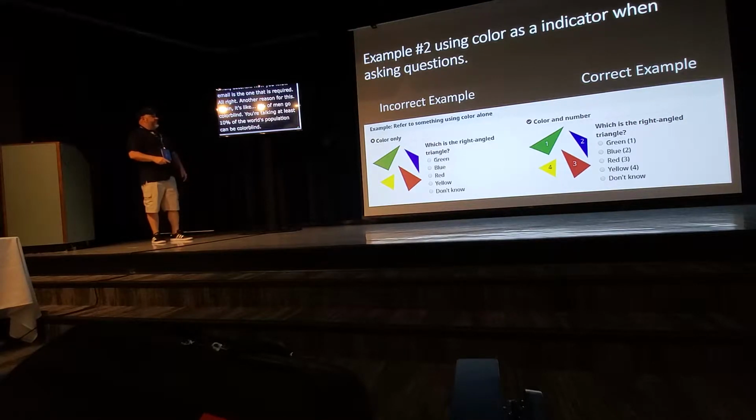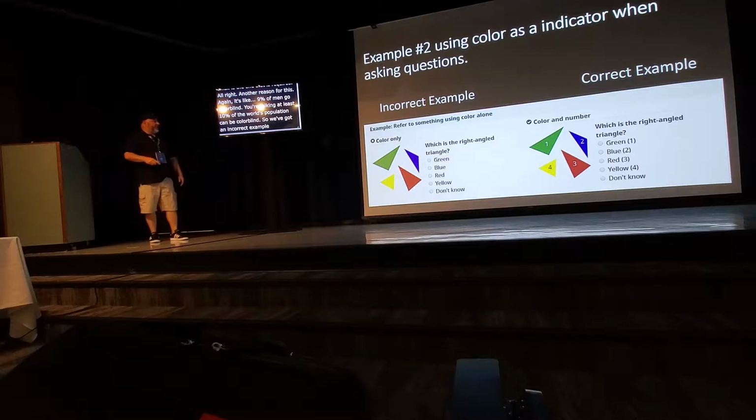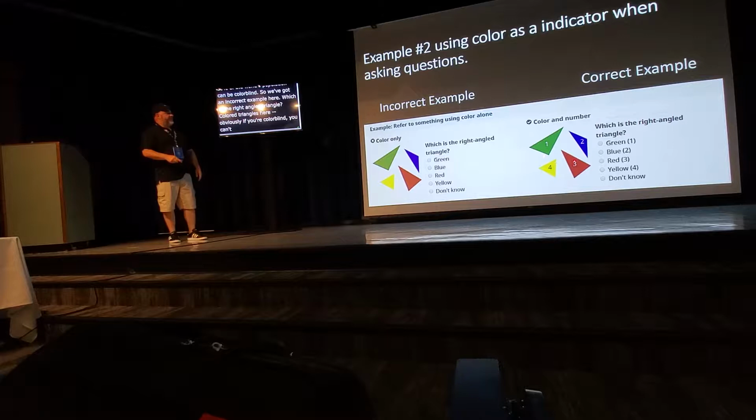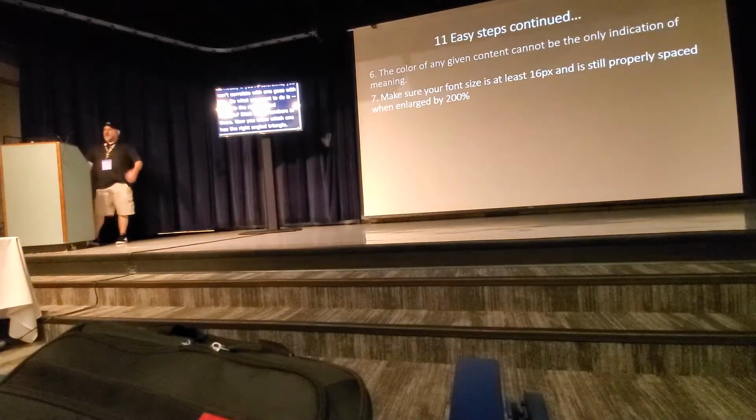So we got the incorrect example here. Which is the right angle triangle? You got color triangles here, and then you got the colors here. Well, obviously, if you're colorblind, you will not be able to correlate which one goes with this. So what you want to do is stick some numbers in there. So now you know which one has the right angle triangle. Right here.